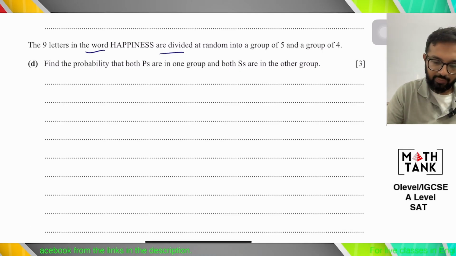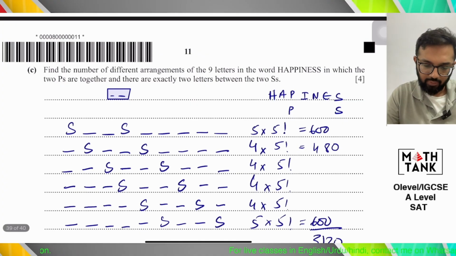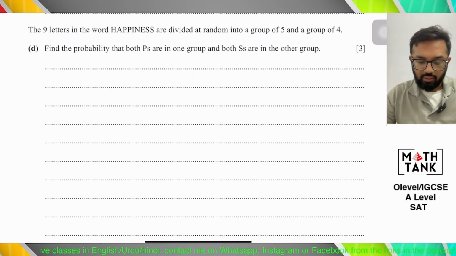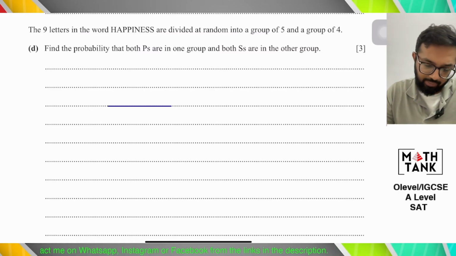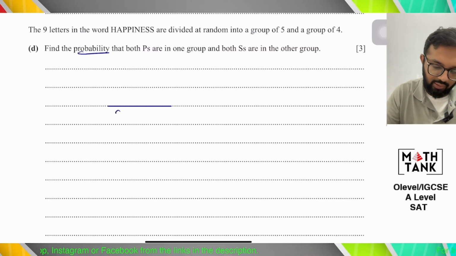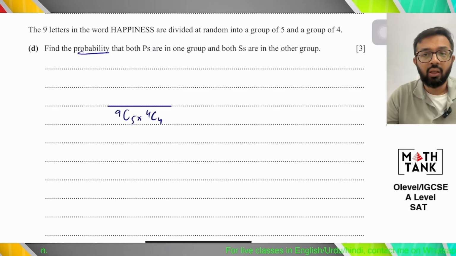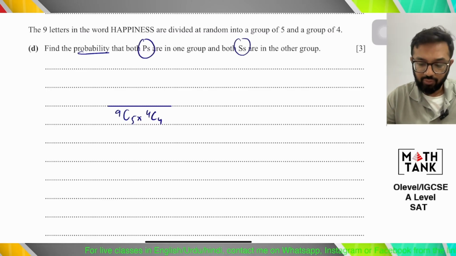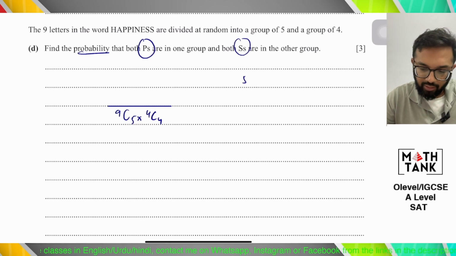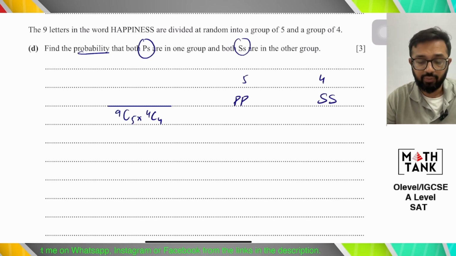Then it says the 9 letters of the word happiness are divided into a group of 5 and a group of 4. Probability, right? Okay, so the denominator in this question, the 9 letters in the word happiness. Because I'm trying to find probability, the denominator has to be the total number of outcomes. So I have 9C5 into 4C4. Then I have to decide what the numerators are. So the 2 P's and the 2 S's are in the other group. If you assume the 2 P's are in the group of 4, then the 2 S's definitely have to be here.